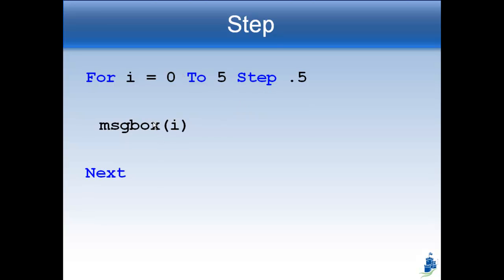Okay, so if I was to do the same code we had before, but with this step of 0.5, we would see a lot more message boxes. We'd see 0, then we'd see 0.5, then we'd see 1, then we'd see 1.5. Okay, and it'll go all the way up to 5 and then stop.